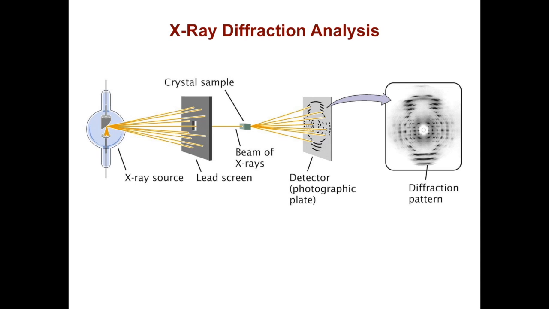The next important step was to crystallize DNA. So to do this, an X-ray source passes X-rays through a lead screen. This beam of X-rays hits the crystallized protein or DNA that you're looking at. In this case, we're looking at DNA. And there's a photographic plate that records the diffraction pattern that the crystal creates when it's hit by beams of X-rays. And this diffraction pattern tells you a lot about the structure of the DNA or the protein that you're looking at.